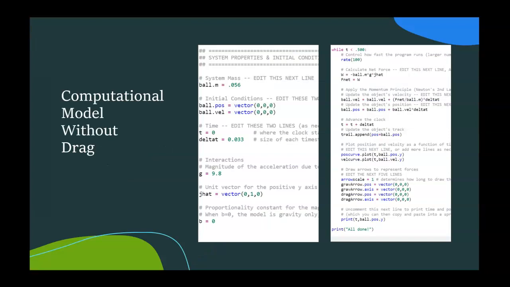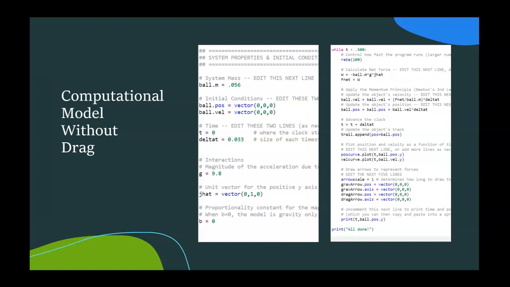In considering the computational model without the drag, we set the initial conditions of the experiment, where the mass is equal to 56 grams, the initial position is at the origin, the initial velocity is 0, time is 0, and we'll take intervals of 0.033 seconds. Obviously, the g value is 9.8, and j hat points in the positive y direction. Since we're not considering drag, b is equivalent to 0 in this case.